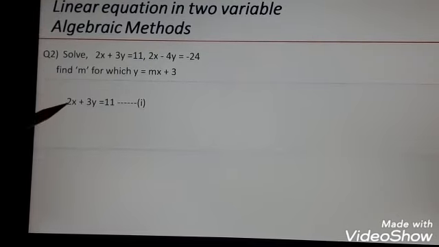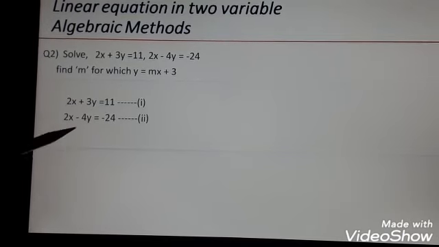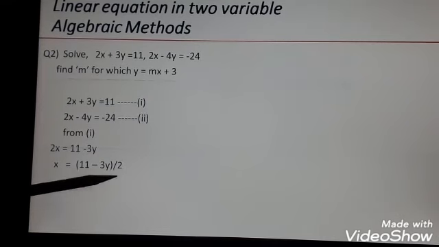So let's solve these two equations with the help of the substitution method. The first equation is given to you. The second is 2x minus 4y equal to minus 24. Now from the first equation take out the value of x. You can also take out the value of x from the second and substitute that in the first. That is your choice. I'll take the value from the first one. So the value of x is (11 minus 3y) upon 2. Now substitute this value of x in the second one.